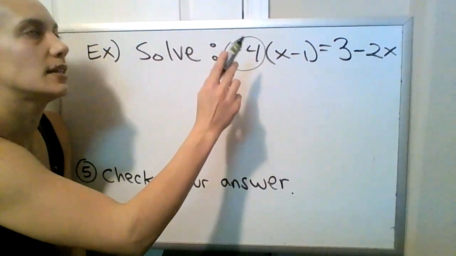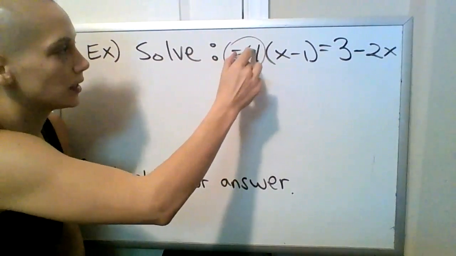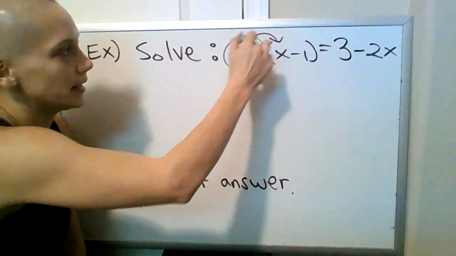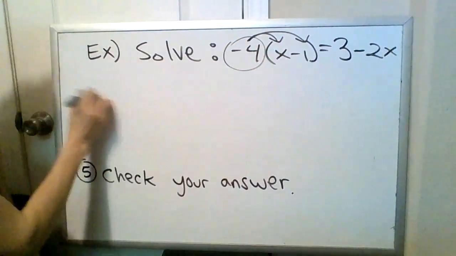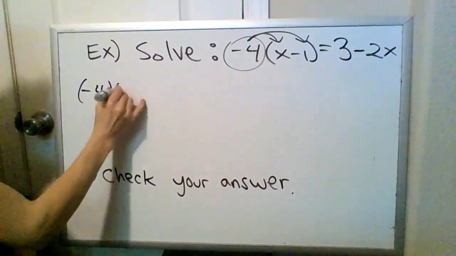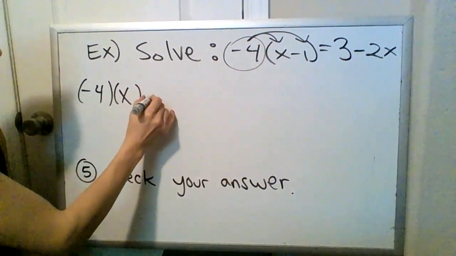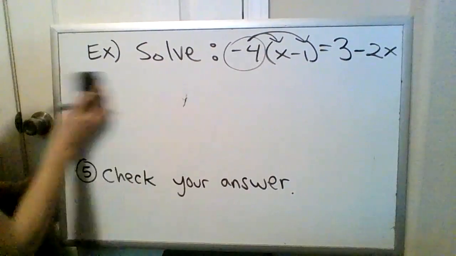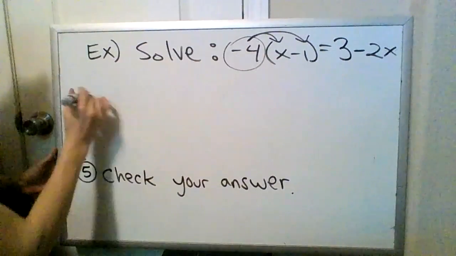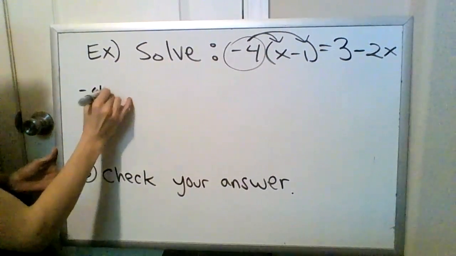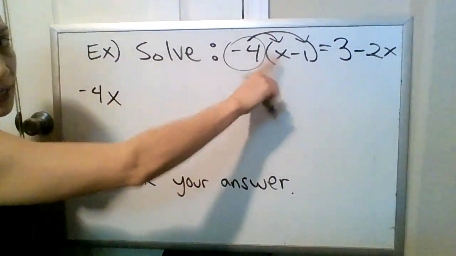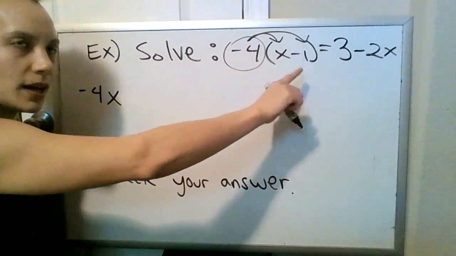That's -4. So -4 times x, -4 times -1. Let's just do this. -4x. Negative times negative is going to be positive.